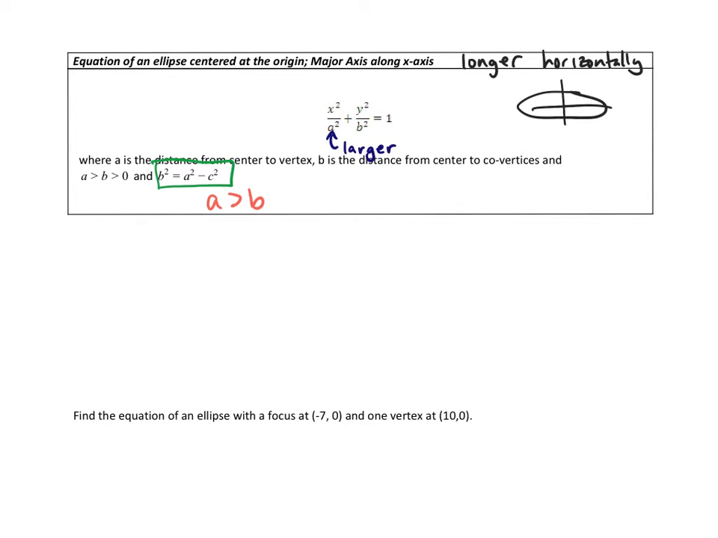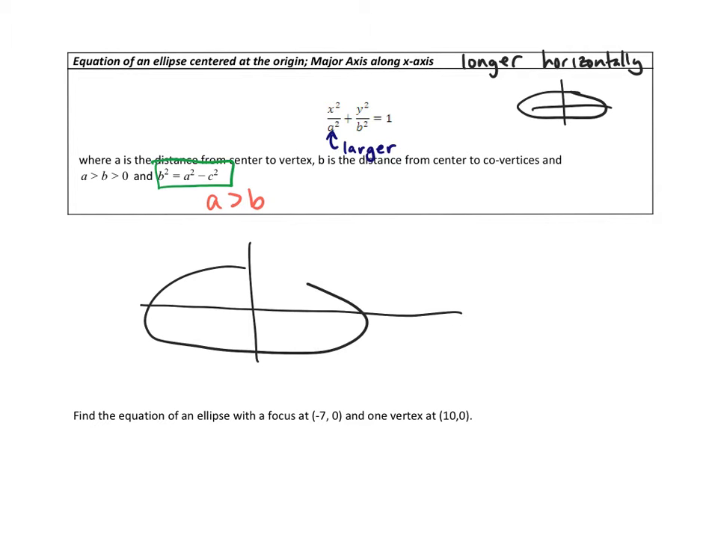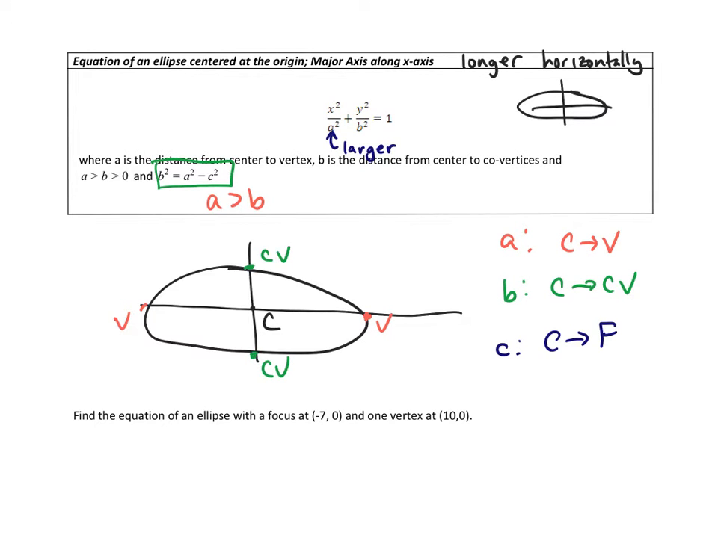So if we draw this, just to put this all out there, we have our center. Just remember, A is going to be the center to the vertices, and these vertices are out here. We're going to call B the center to the co-vertices, and our co-vertices are here. And we're going to say C is the center to the foci, and those are going to be here.